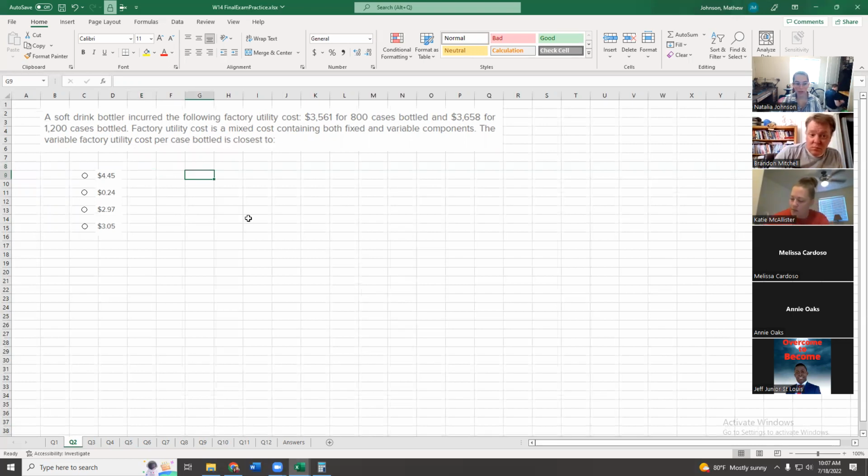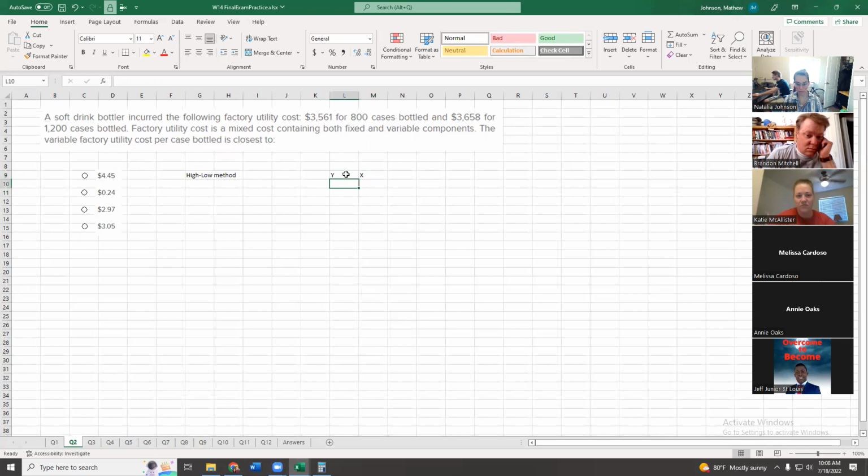What do you think we have to use for this one? Or what formula? The Y equals A plus B X, whatever. Yeah, the high-low method. Every time they give you at least two total mixed costs with units, use the high-low method. So we can do the Y's and the X.